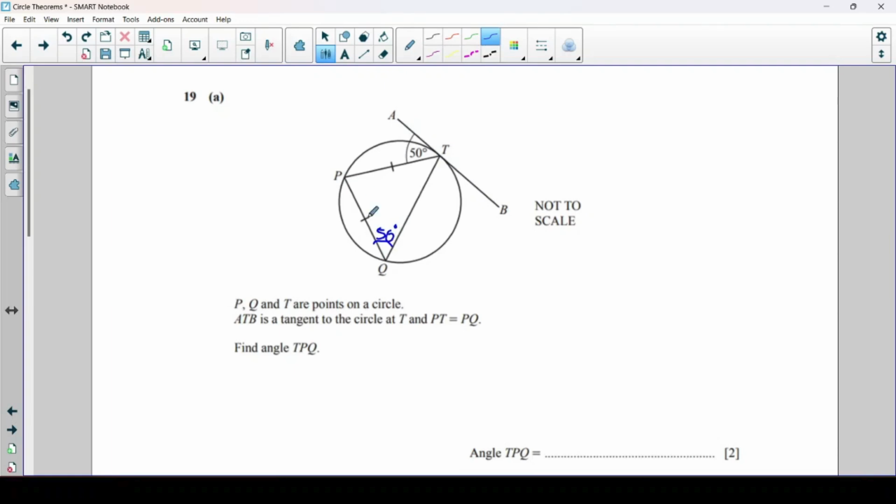Now I can use the fact that these two lines are equal, so we've got an isosceles triangle. So this one is also 50 degrees. Then I'm looking for angle TPQ, which is this one here. So let's add them up. 50 add 50 is 100, and subtract that from 180. Using angles in a triangle, that one is equal to 80 degrees.